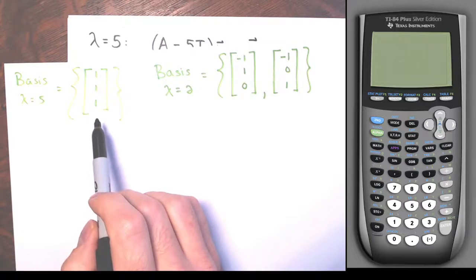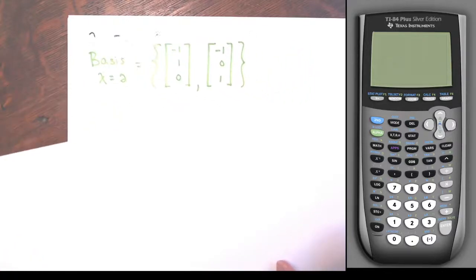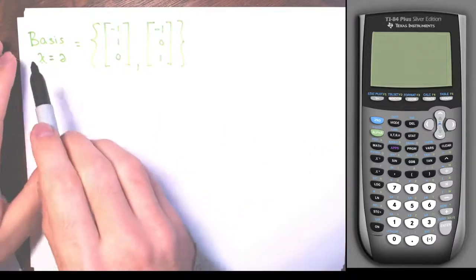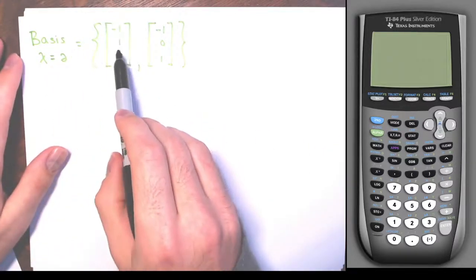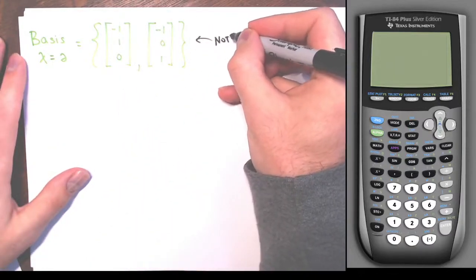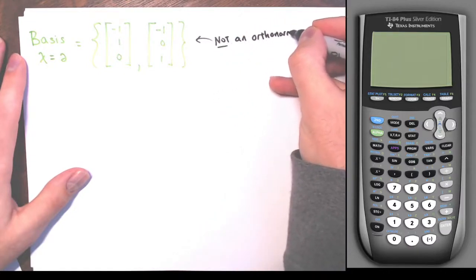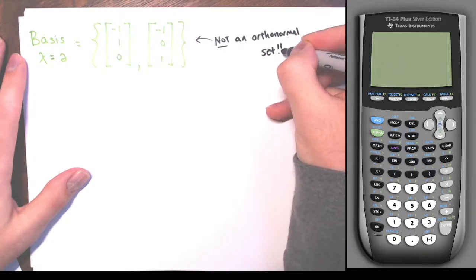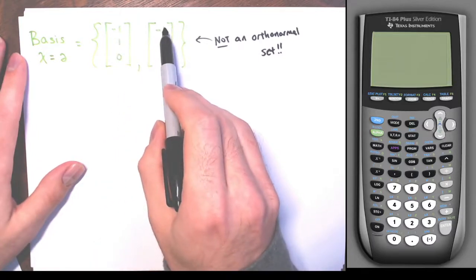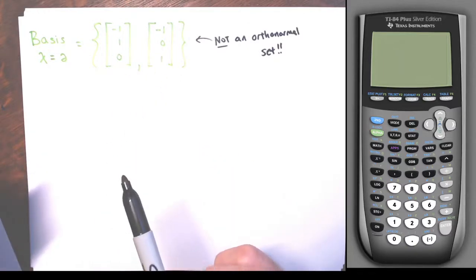Now the basis when lambda was equal to 5 is just the set with the vector 1, 1, 1, just a single vector. So I can normalize that just like I did in the last examples. It's this other basis that's the problem. My basis when lambda was equal to 2 had the vectors negative 1, 1, 0 and negative 1, 0, 1. This is not an orthonormal set. It's not even an orthogonal set. If you took the dot product of negative 1, 1, 0 and negative 1, 0, 1, you're going to get 1, not 0. These aren't even orthogonal vectors.